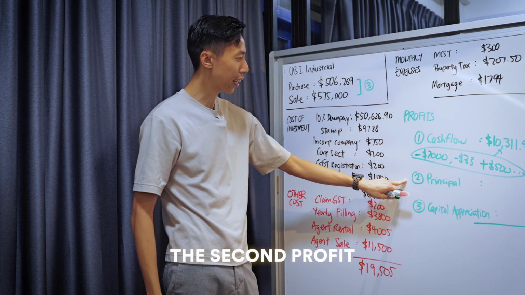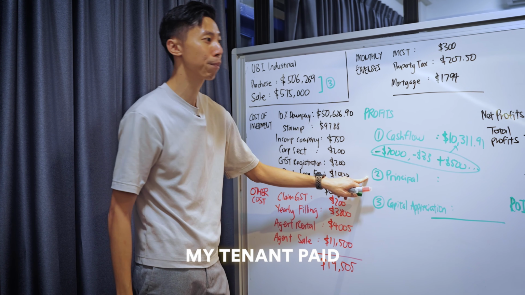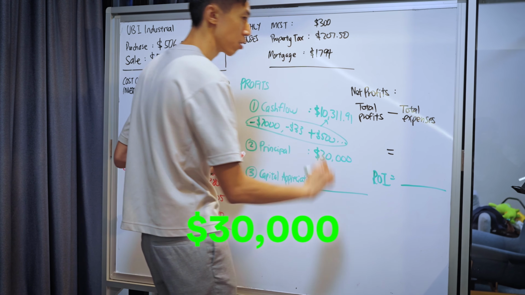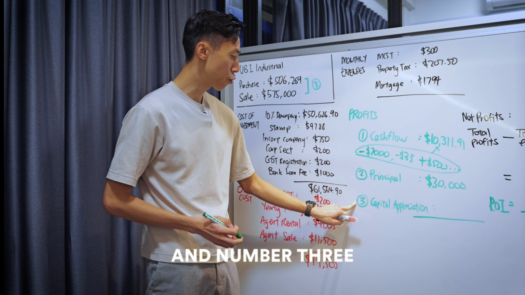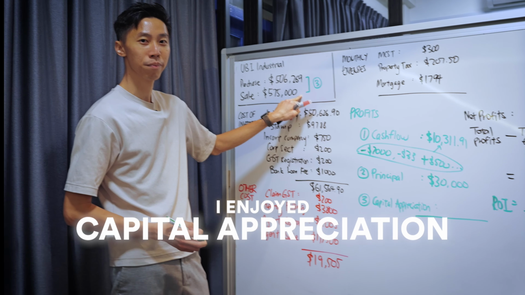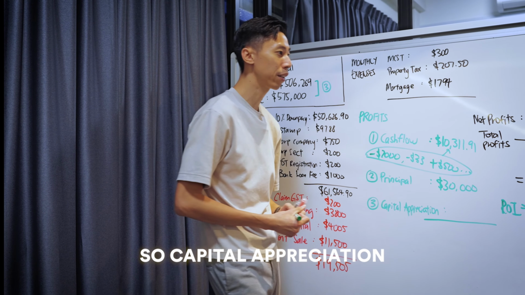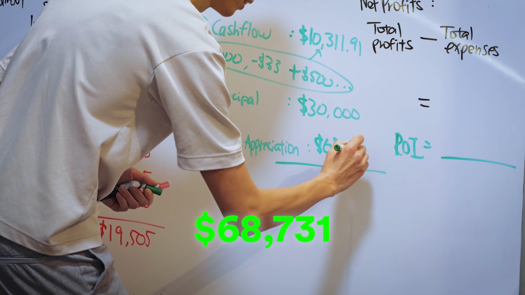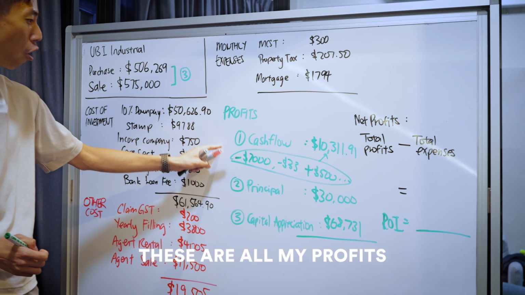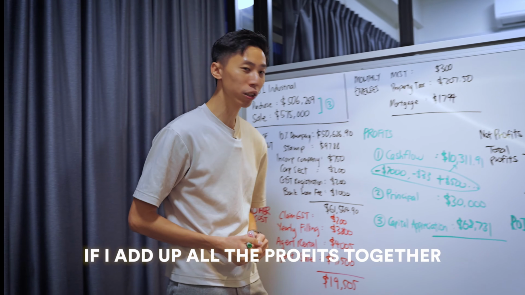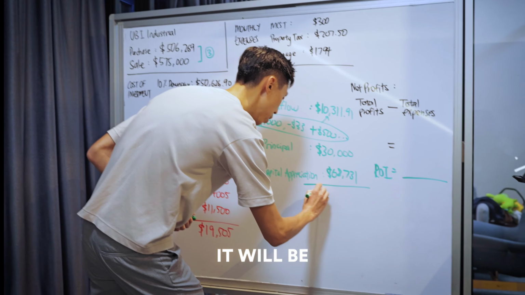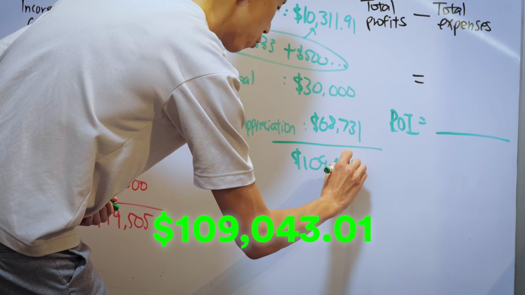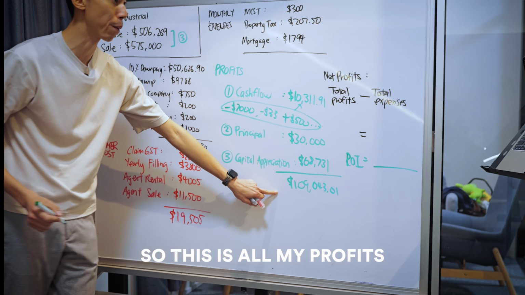Now, come to the second profit, which is principal. My tenant paid the principal for me. Basically, they helped me clear my loan. They paid about $30,000 of principal. And number 3, I enjoyed capital appreciation because I sold at this price. So capital appreciation here is 68k 731. These are all my profits. If I add up all the profits together, it will be 109,043.01. So this is all my profits.